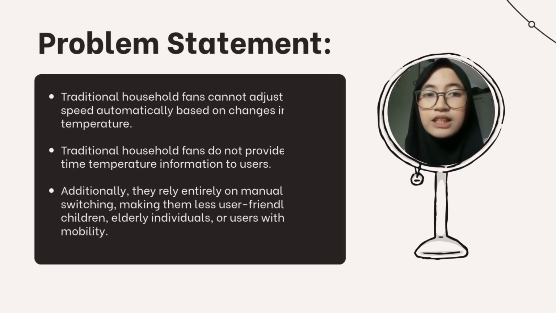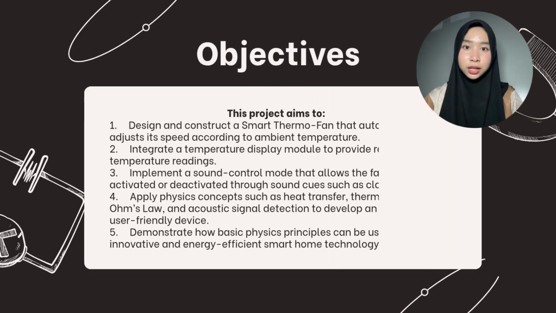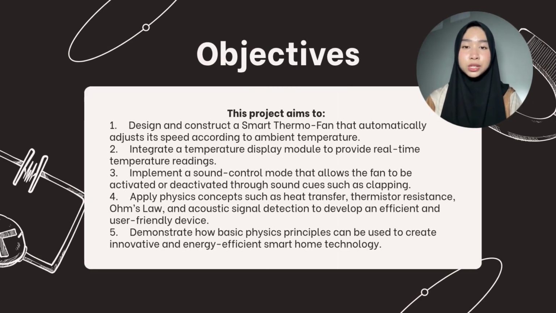Our team has discussed a few problem statements. The first one is traditional household fans cannot adjust their speed automatically based on changes in room temperature. Second, traditional household fans do not provide real-time temperature information to users. And the last one is they rely entirely on manual switching, making them less user-friendly for children, elderly individuals, or users with limited mobility.